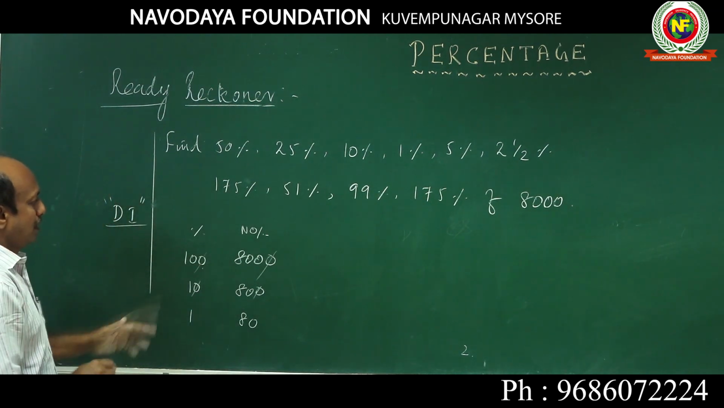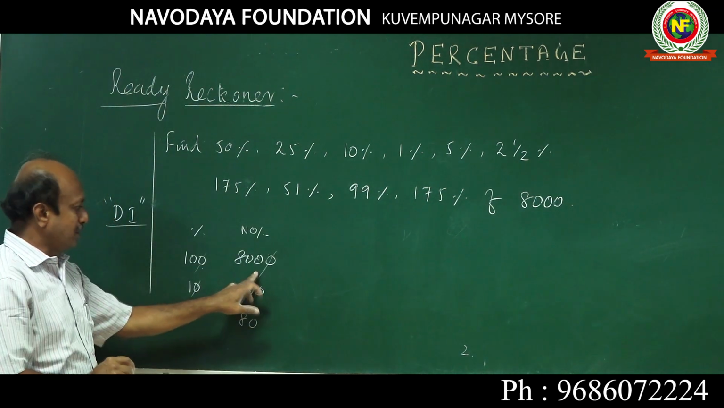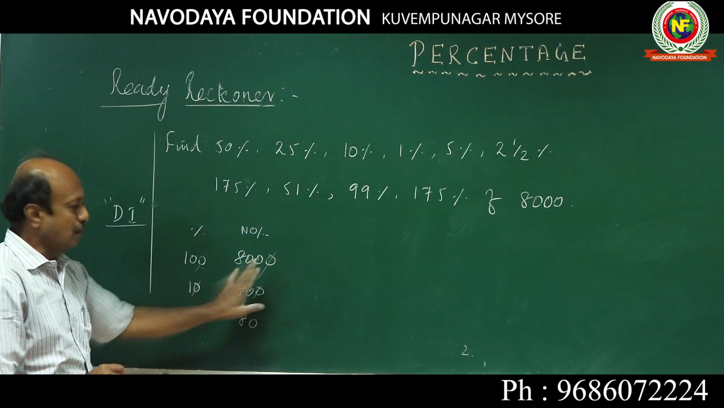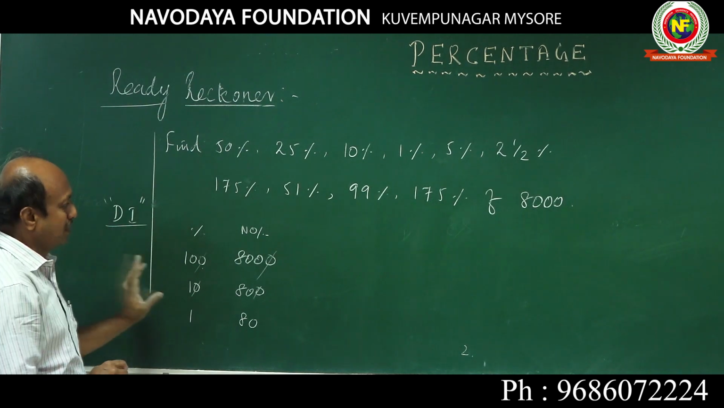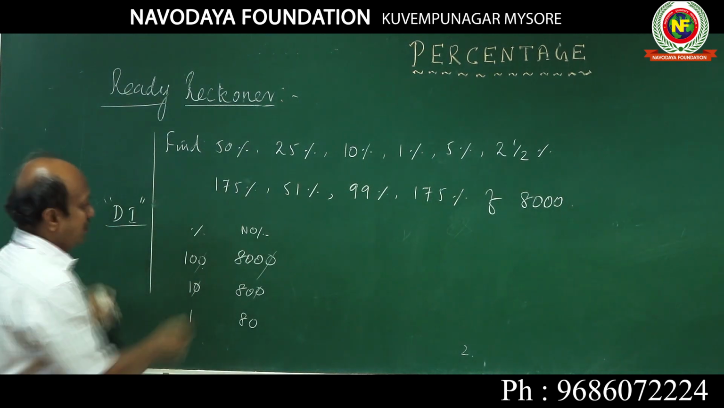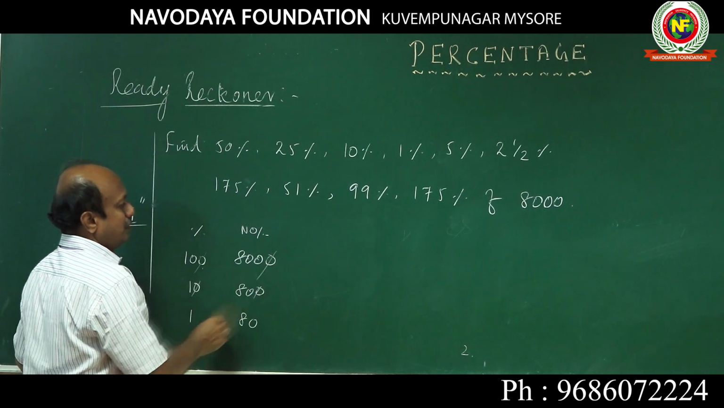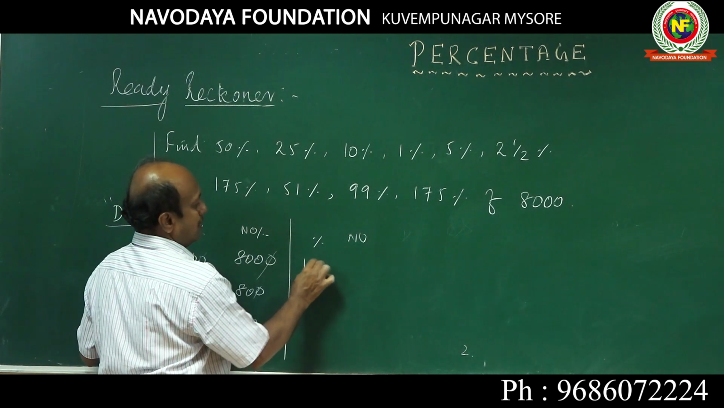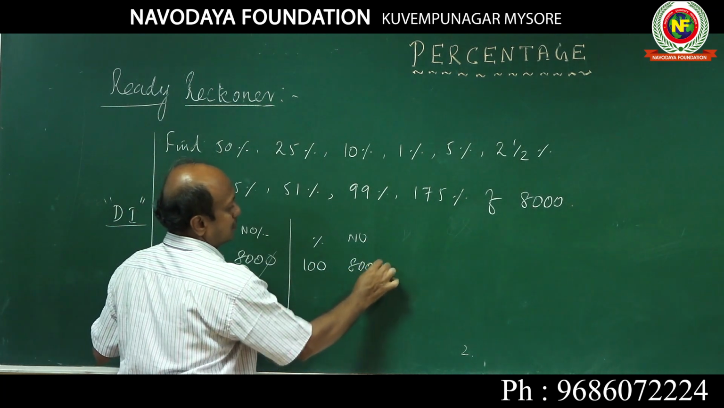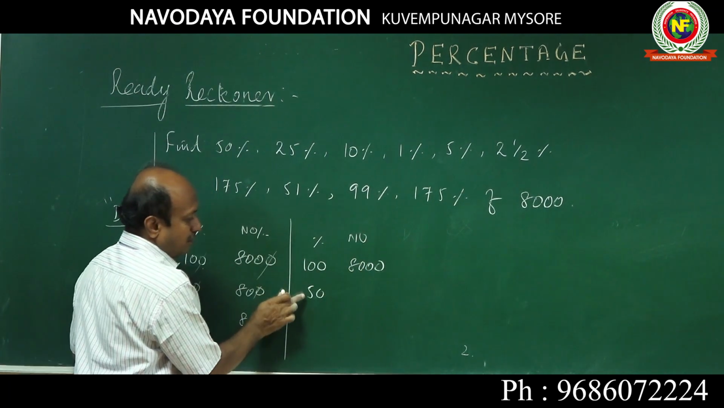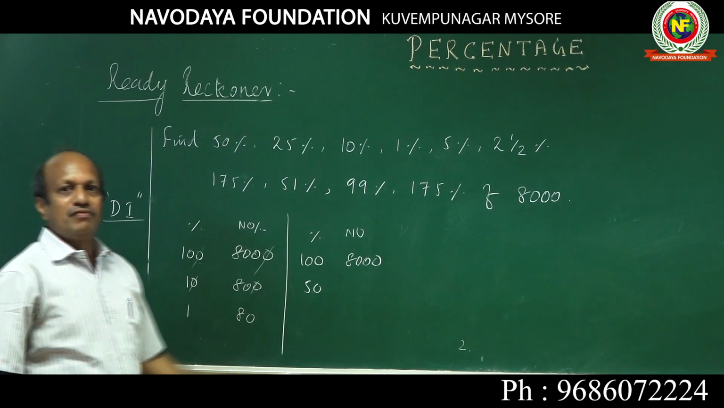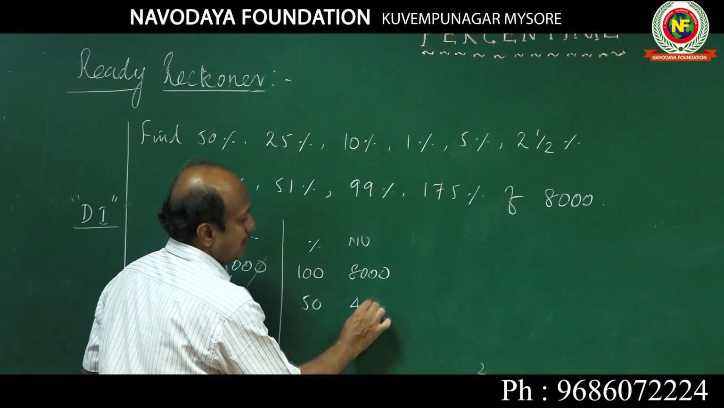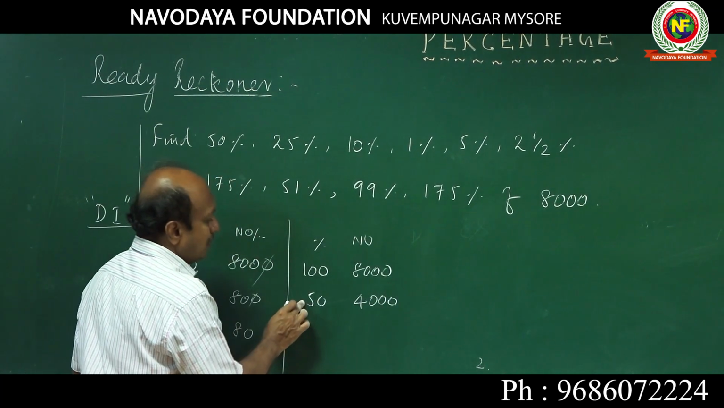So remember, 100% is equal to 8,000. If you require 10%, remove 1 0 here, 1 0 here, or adjust one decimal value, if at all the number does not end with zeros. Same thing. Percentage, number, 100% is equal to 8,000. 50%, 50 is nothing but half of 100. What about half of 8,000, is nothing but 4,000. Next, what about half of 50%?